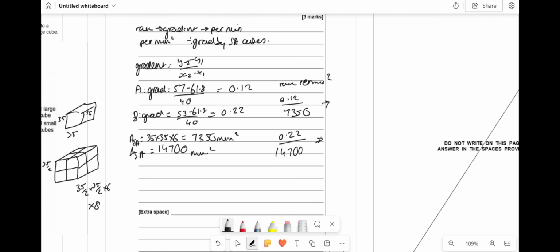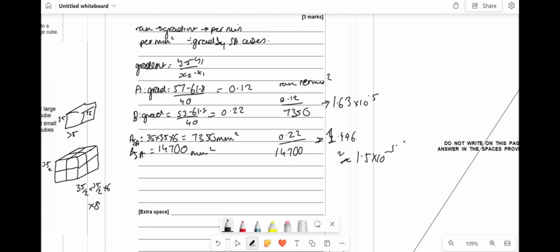0.12 divided by 7350 gives you 1.63 times 10 to the minus 5. And then for the other one, 0.22 divided by 14,700, you get 1.496, which is roughly 1.5 times 10 to the minus 5.